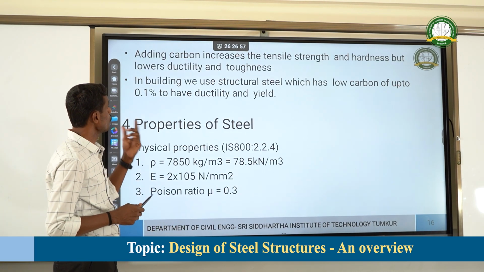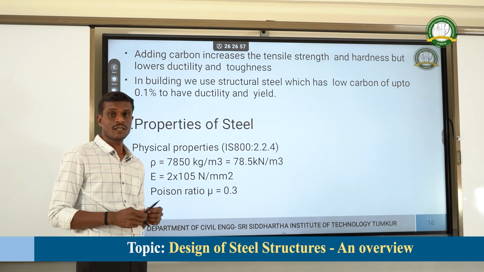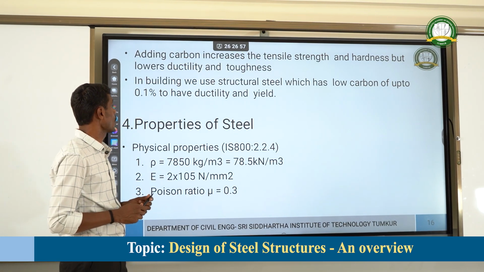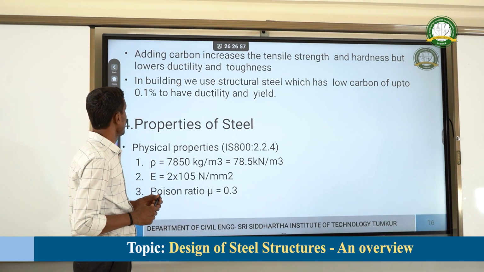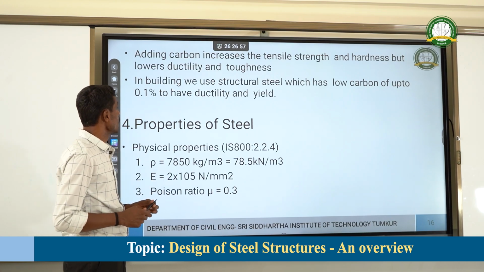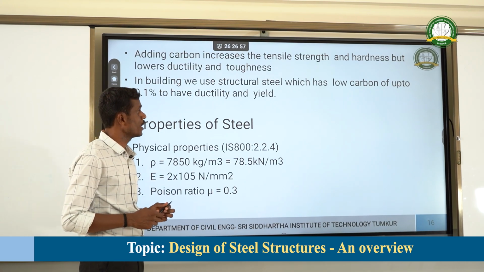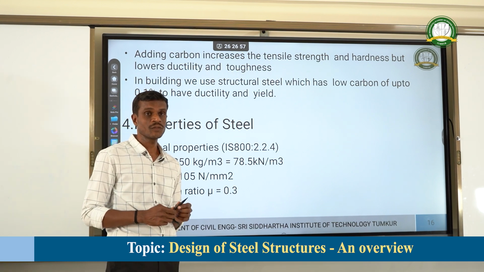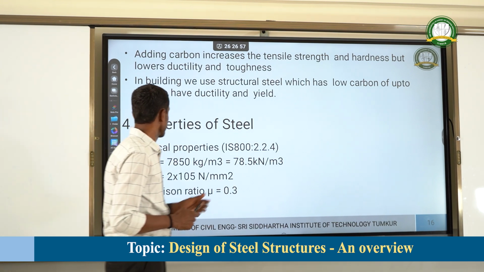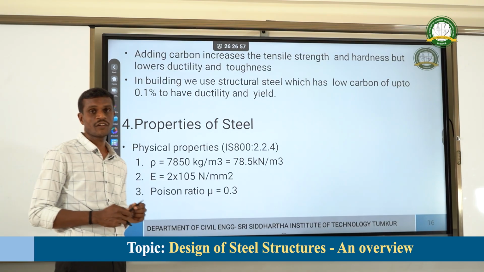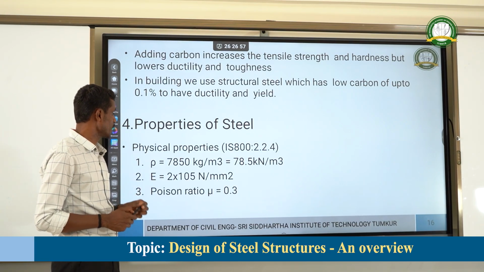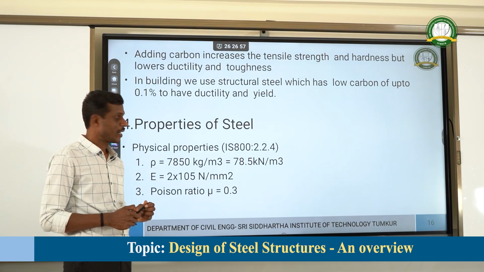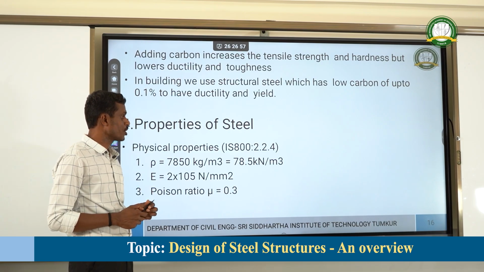So adding carbon increases the tensile strength to the molten stage of steel, and lowers its ductility and toughness. In building we use structural steel, which has low carbon, up to 1.1%, to the ductility of the yield. And the properties of steel: it has a density of 7850 kg per meter cube, that is 78.5 kN per meter cube.